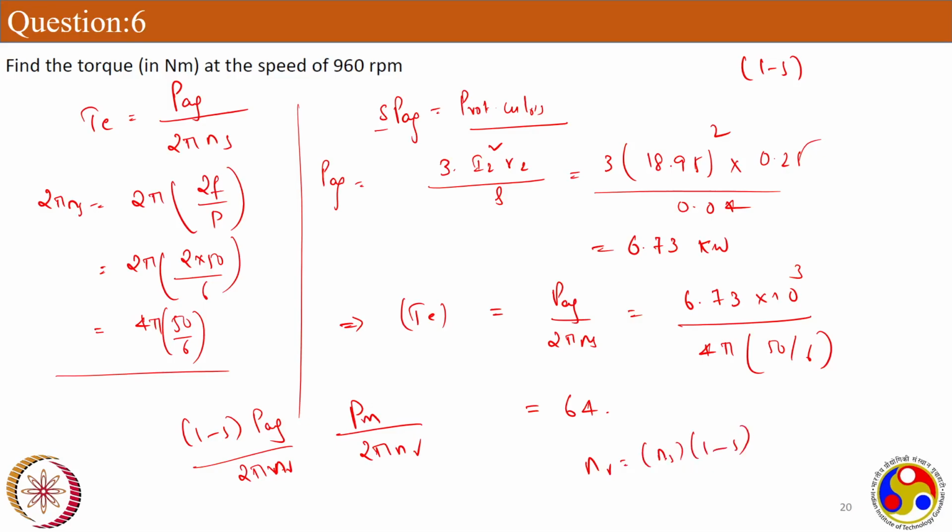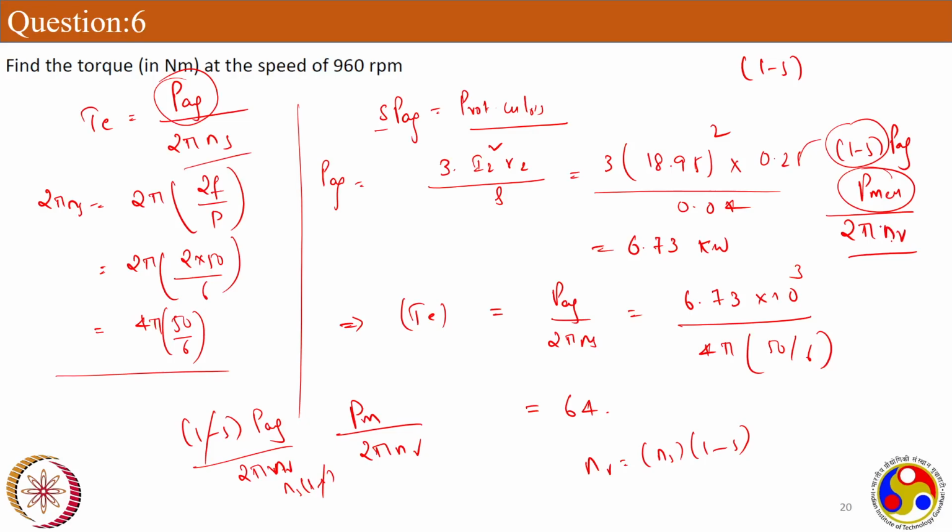Now if I substitute NR equals Ns into 1 minus s, the 1 minus s and 1 minus s get cancelled. Now when it comes to air gap power, it will be Ns only. When you are talking about mechanical power, that will be rotor speed. If I replace this mechanical power by 1 minus s into air gap power, then 1 minus s by NR will be Ns. You are taking the term out. That's how it is, PAG by 2 pi Ns.